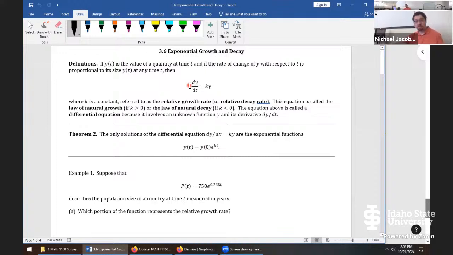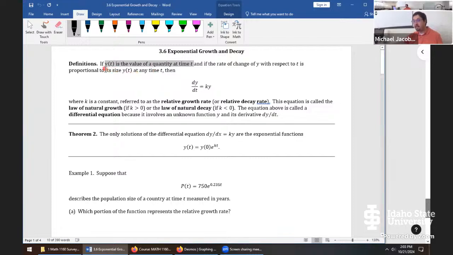So here's where we're going to start on the notes for this section. It says y of t is the value of a quantity at time t. This could be a quantity of bacteria in a petri dish culture. It could be the population size of a country or a county or a city, or it could be the amount of mass in a container that might be unstable, so it's decaying exponentially. So anything along those lines is the quantity at time t.